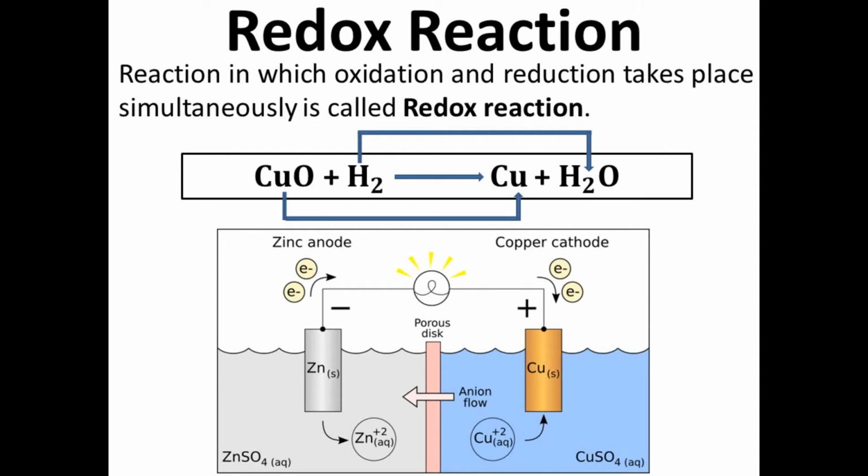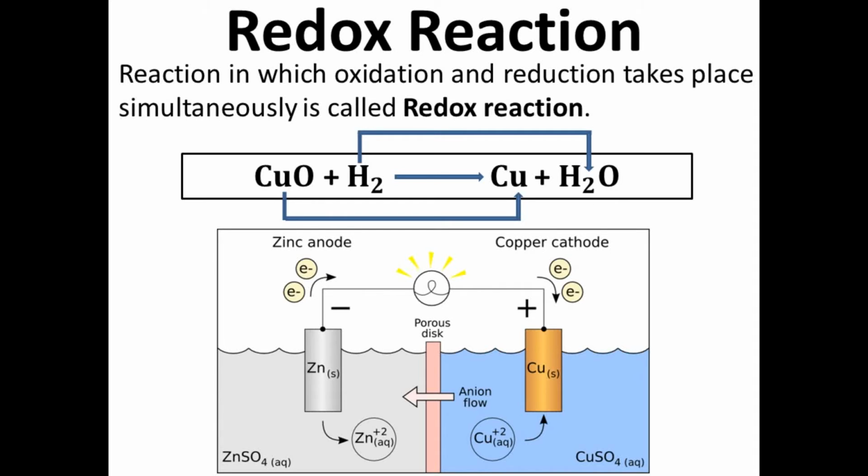Students, please remember, redox means a combination of oxidation and reduction, meaning both the reactions are going on side by side. So this type of reaction is known as a redox reaction. In this type of reaction, one substance is oxidized and at the same time another substance is reduced.